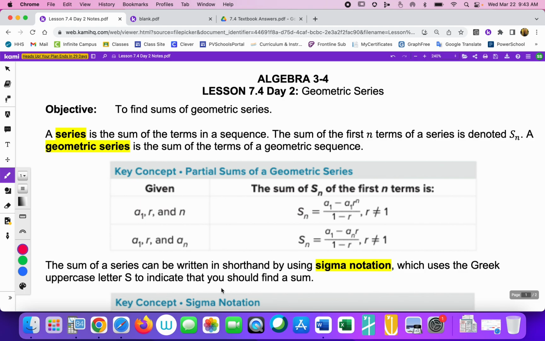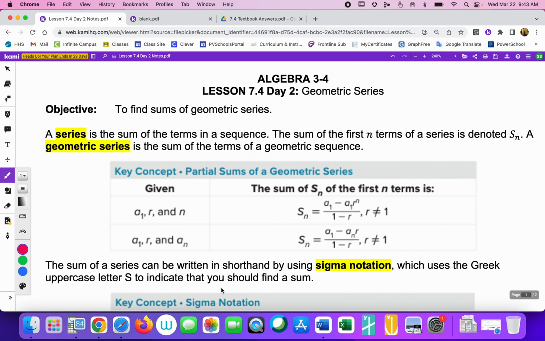There are formulas for that because you might be adding up 20 numbers total and you might not know what those numbers are. So there is a shorter aspect to this. A series is the sum of the terms of a sequence. The sum of the first n terms of a series is denoted Sn. So if you see the capital S, that means the sum. All right. The geometric series is the sum of the terms of the geometric sequence.